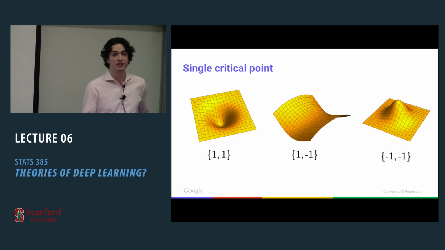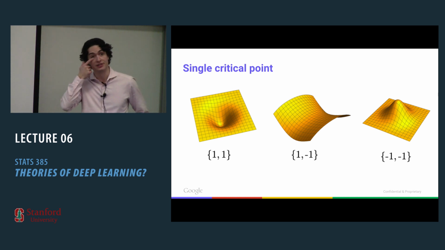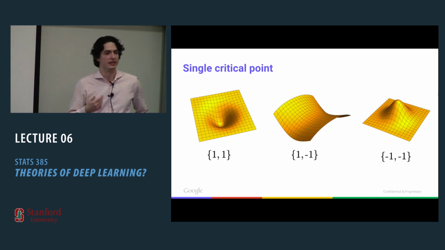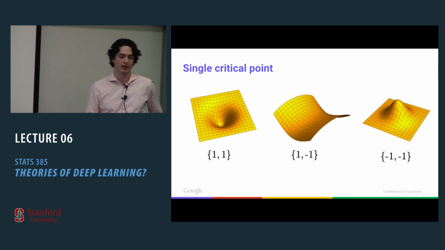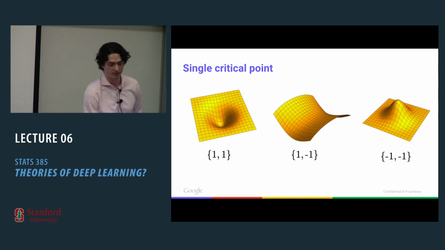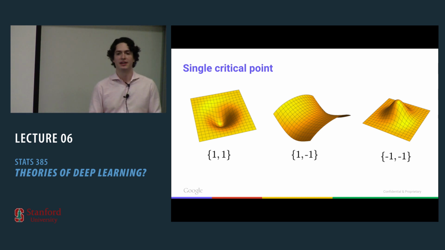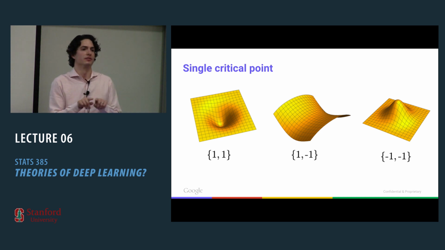And the fraction of negative curvature directions is called the index of the critical point. So that's a concept that I'll be referring to going forward. The index of the critical point is the fraction of the number of negative eigenvalues. It tells you what are the fraction of the number of descent directions. How many ways can you go down?